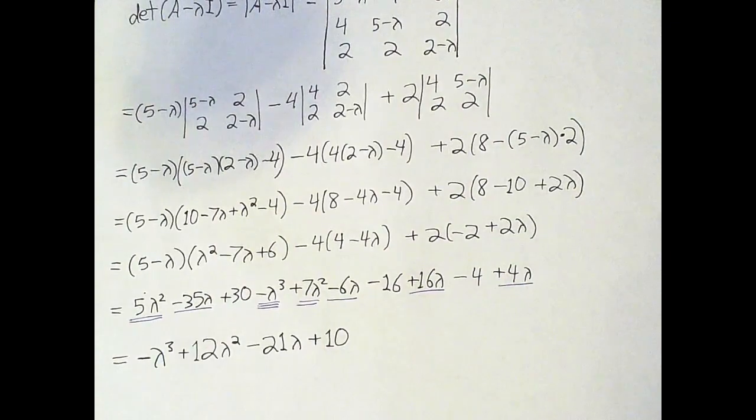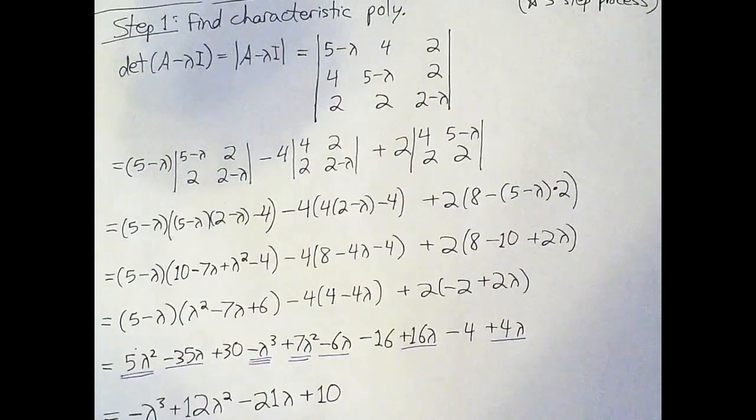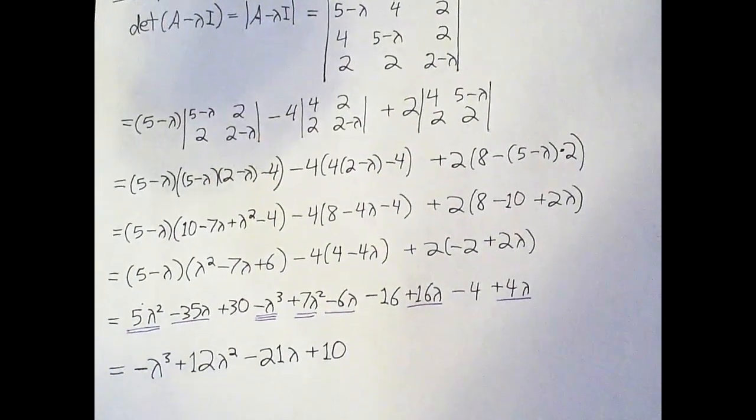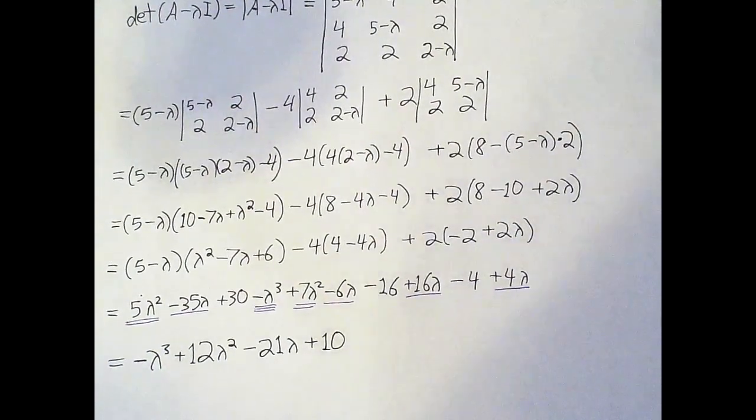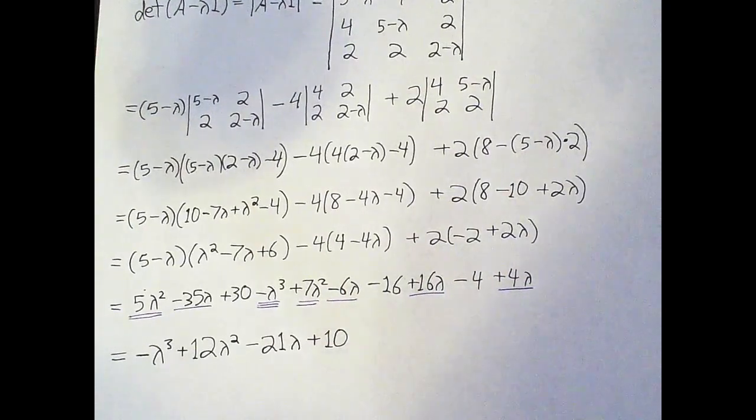So this is a cubic polynomial. And even though I said this is a 3-step process, and I said step 1 is to find the characteristic polynomial, we just found the characteristic polynomial, but I think you know what step 2 is going to be. We're going to set this equal to 0 and solve. We're going to find solutions to the characteristic equation.